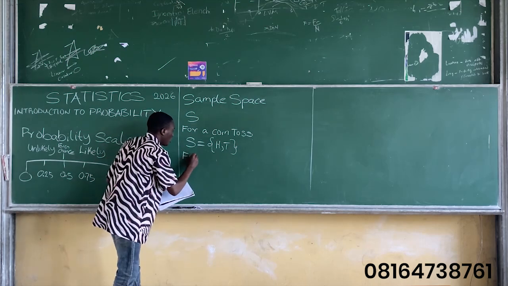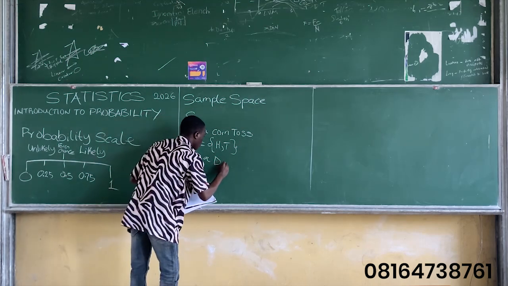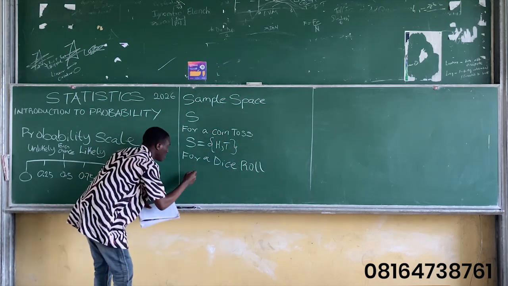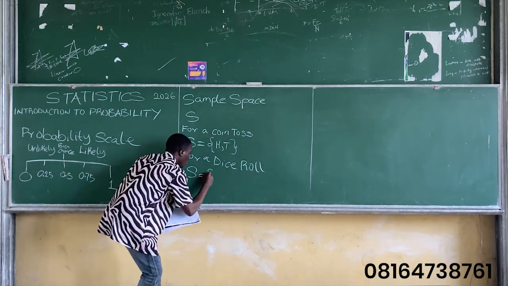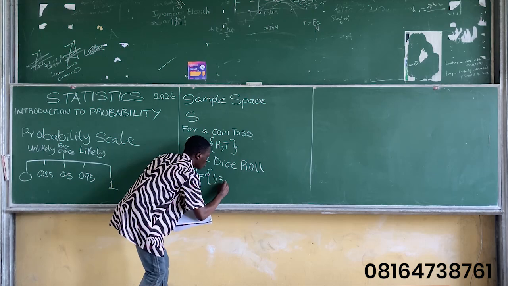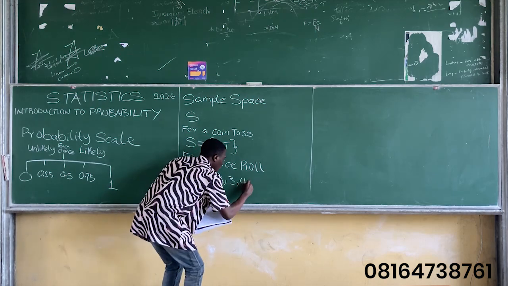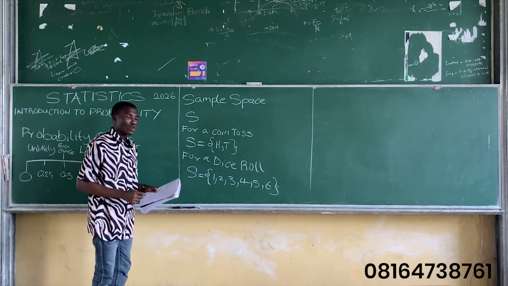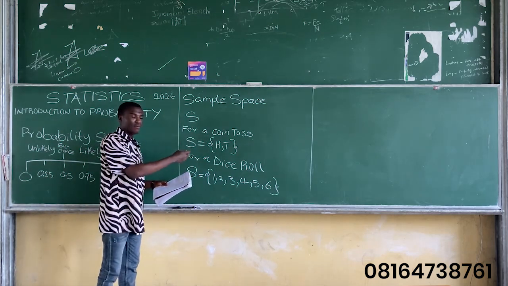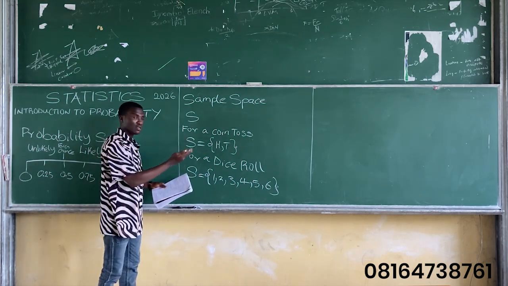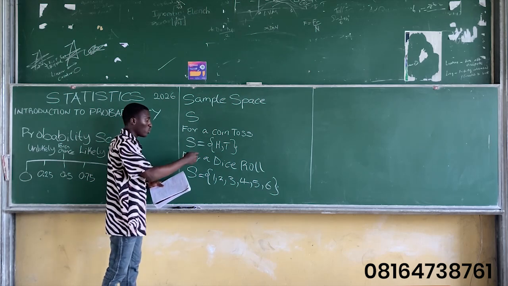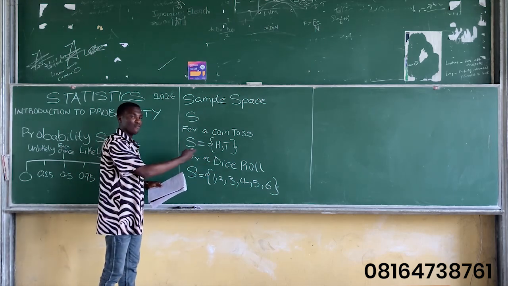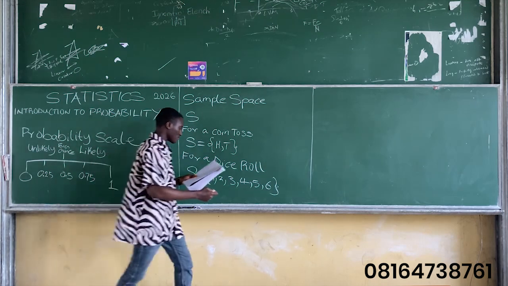Then, for a dice roll, we have that the sample space is equal to 1, 2, 3, 4, 5, 6. Because for a fair six-sided die, it has 6 faces, which have the numbers 1, 2, 3, 4, 5, and 6, which give us the sample space for a fair die.